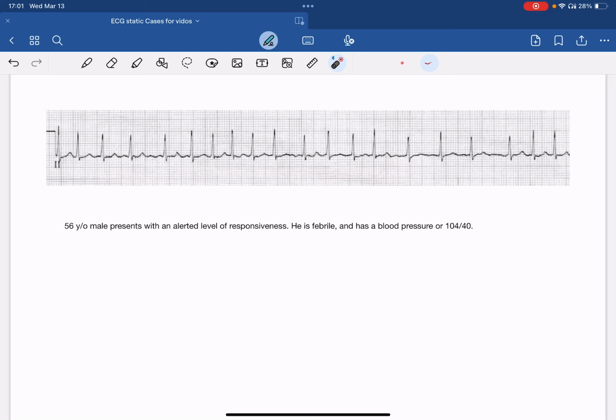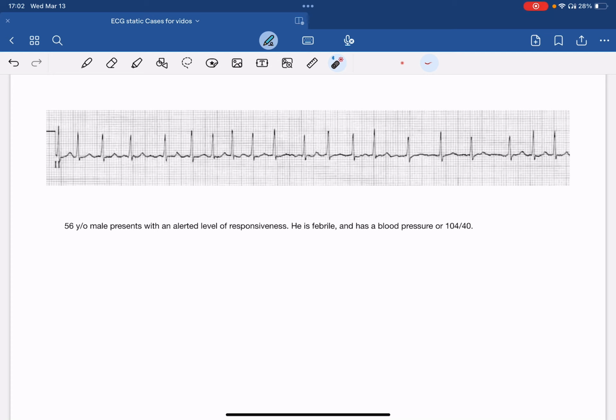As you can see, we have what appears to be a narrow complex tachycardia. So narrow complex because each individual QRS complex is narrow, and a tachycardia because just by eyeballing the rate, you can clearly see that it is above 100. If we look at each of these individual R to R intervals, we can see that in some cases the heart rate basically gets into the 160s, 170s range. But there are also periods where it's a little bit slower. So if we look at these two complexes right here, it's more in the low 100s.